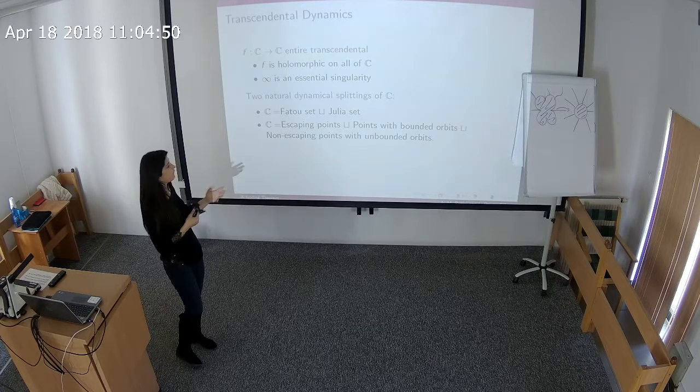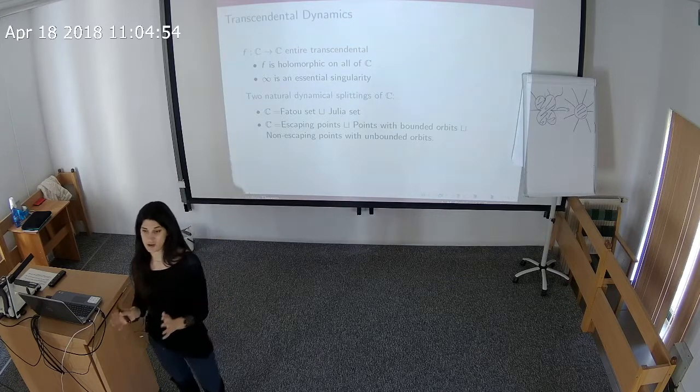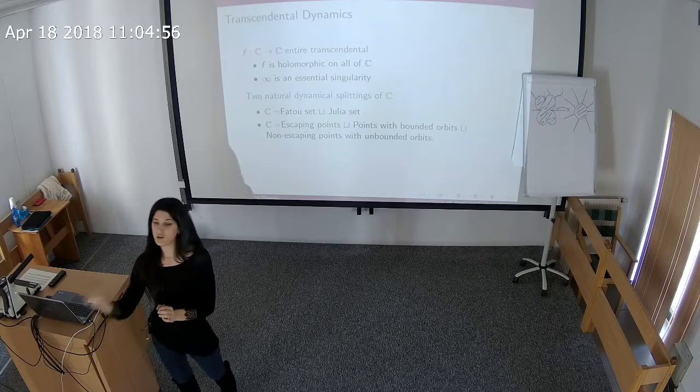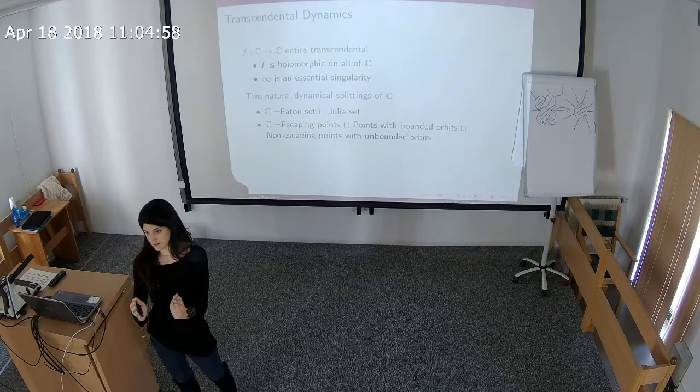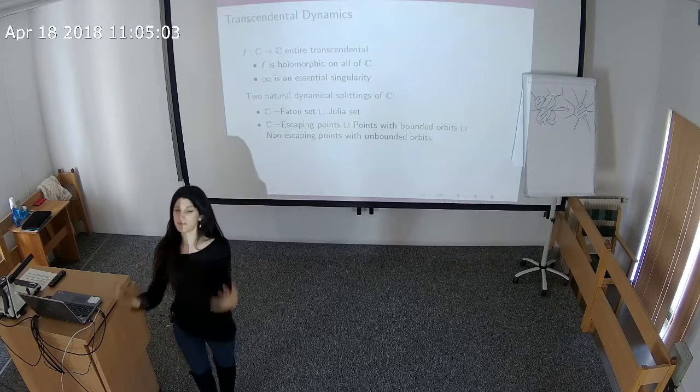And then another splitting that Luna kind of used, but not explicitly, is the splitting in terms of whether points escape to infinity or not. So when you have polynomials, you have a dichotomy. Every orbit either converges to infinity or stays bounded. So the set of escaping points are the set of points whose orbits converge to infinity.